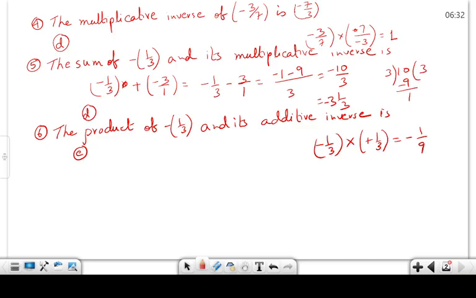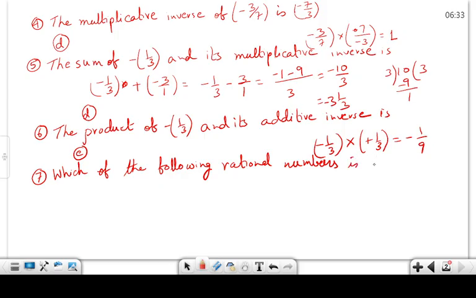Now question number 7. Question number 7 is given as, which of the following rational numbers is equivalent to minus 2 by 7.